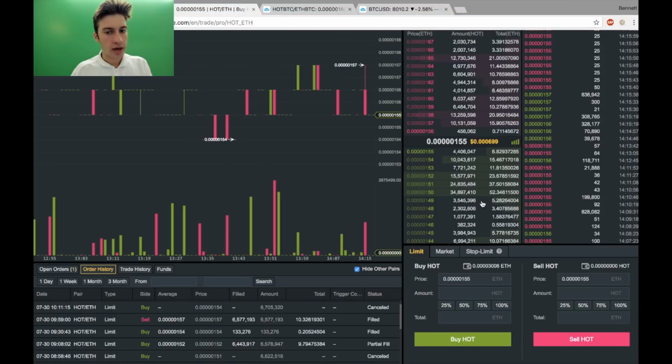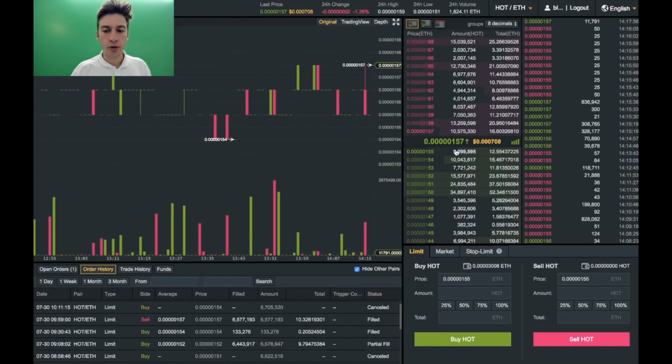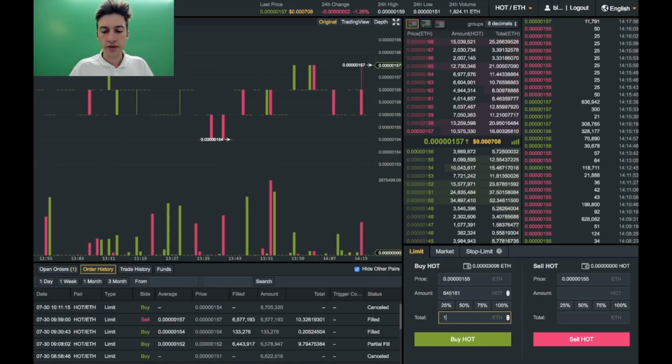To actually do that, let's go to HOTF. We would want to place a limit buy order at 155 or even at 156. But let's say we place a limit buy order at 155. Let's say we spend 1 Ethereum. We would receive this much HOT. Now let's go take a look. Well, now we would have to probably buy at 156. So let's say we bought at 156.